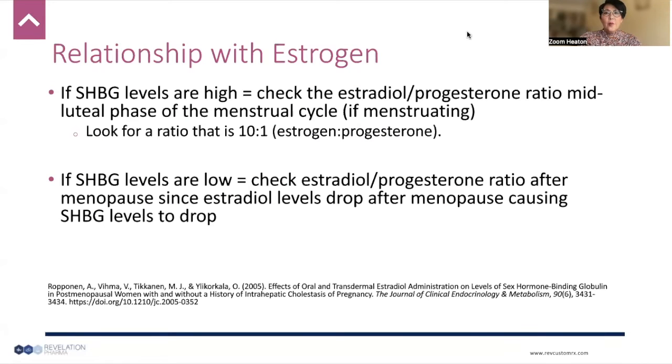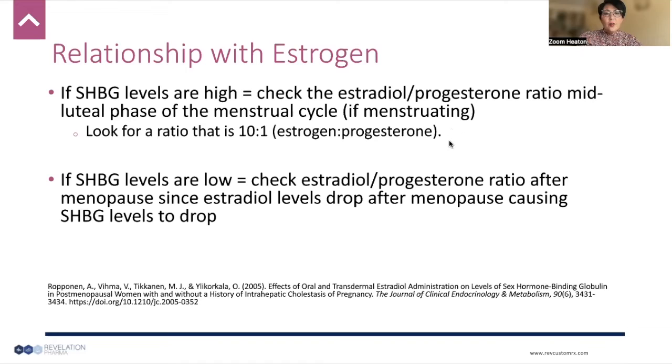Estradiol levels vary from woman to woman, so the absolute value is not as important as the difference in the ratio between progesterone and estradiol. So high levels of estrogen can increase the amount of SHBG in the blood. So if SHBG levels are high, we want to check the estradiol to progesterone ratio mid-luteal phase of the menstrual cycle if she is still menstruating, and you want to look for the ratio that is 10-1 estrogen to progesterone, because high levels of estrogen can increase the amount of SHBG in the blood.